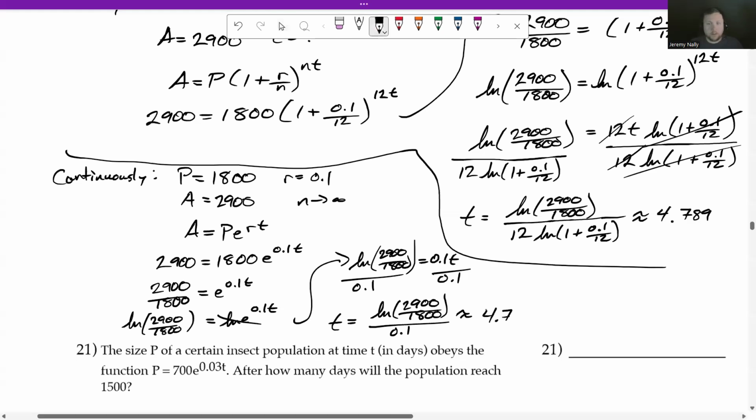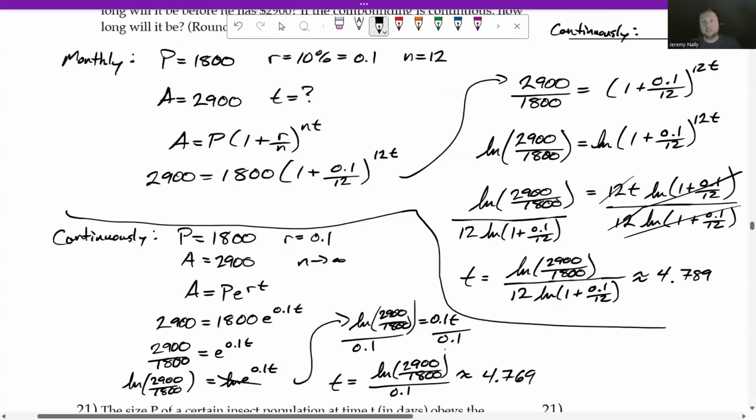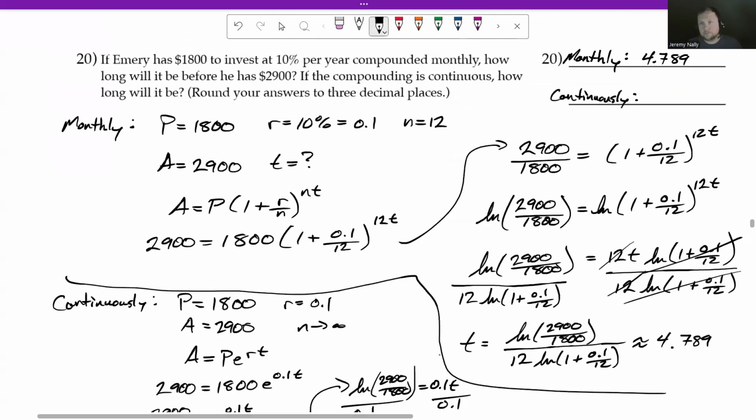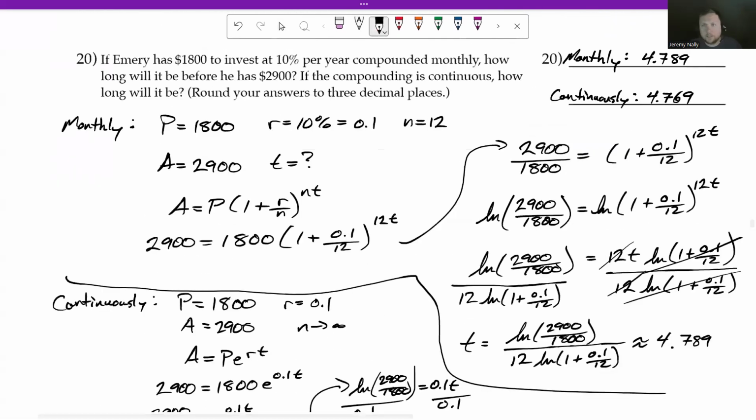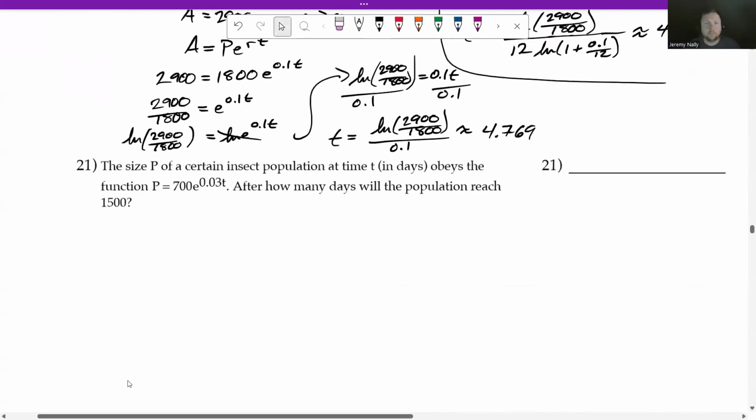I get 4.769. So it gets there a little bit faster. And then those are both years. Okay.